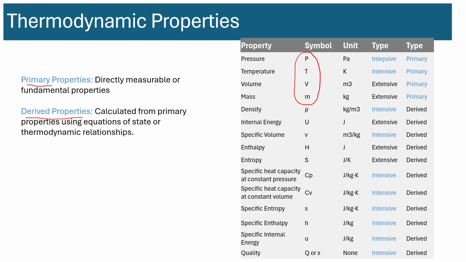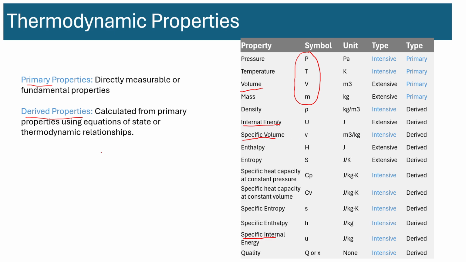There are also some properties categorized as intensive versus extensive here. And one thing you should notice, internal energy is extensive, but specific internal energy is intensive. Okay, volume is extensive, but specific volume is intensive. So what is the difference? Whenever we say something is specific, it becomes intensive.